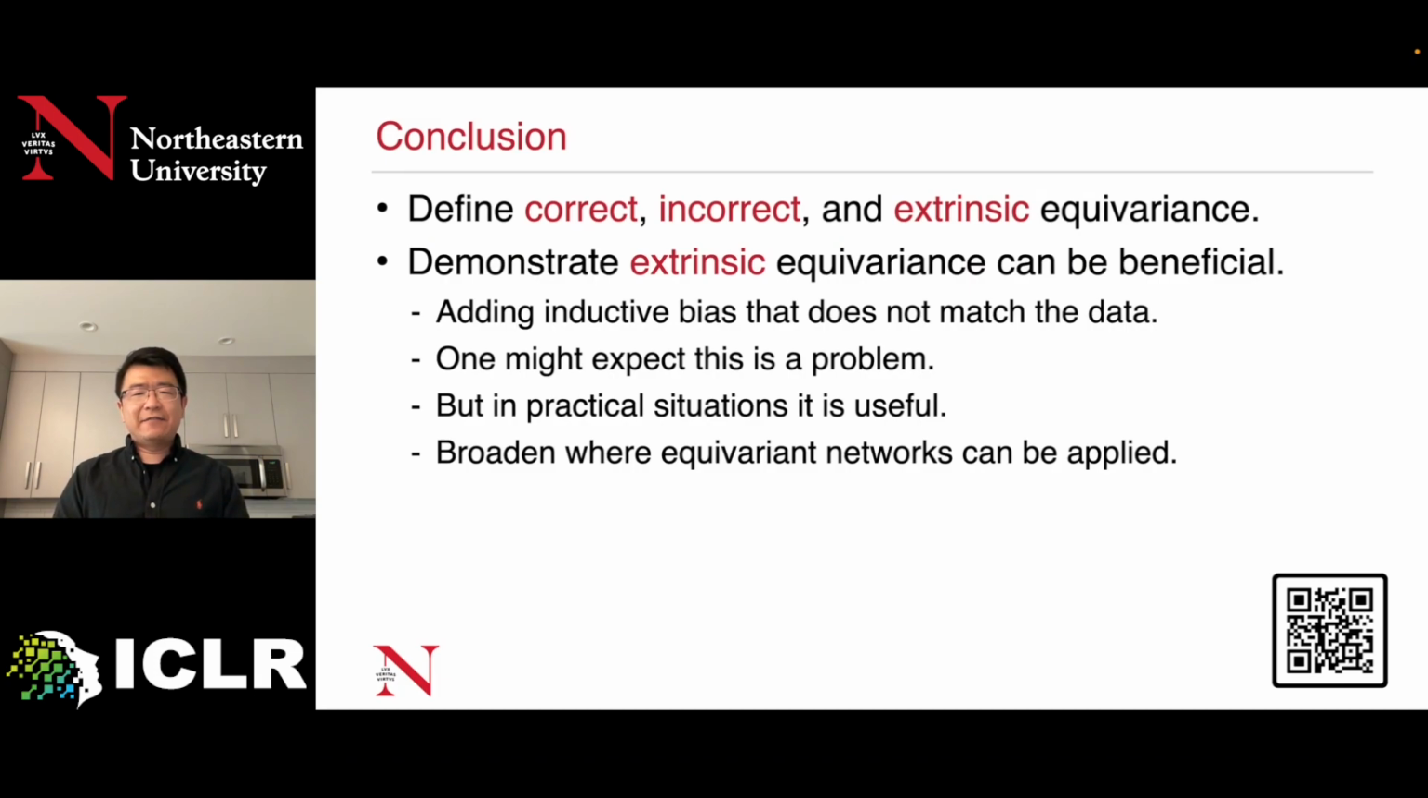In extrinsic equivariance, we are adding an inductive bias that does not perfectly match the data. One might expect this is problematic because there is a symmetry mismatch. However, in practice, we show that it's very useful. We believe our work significantly broadens where an equivariant network can be applied.